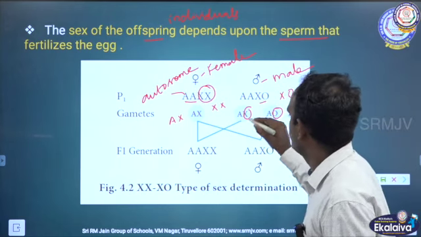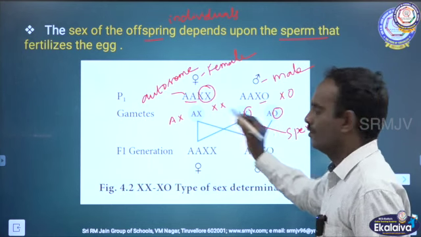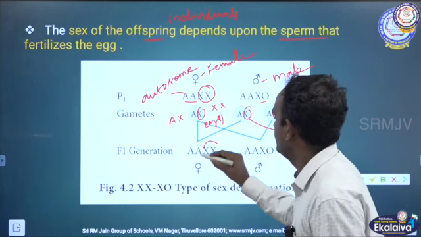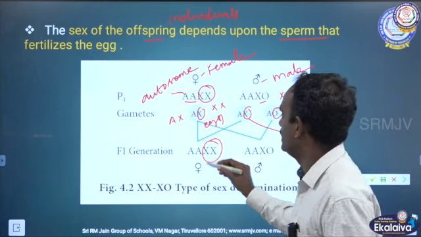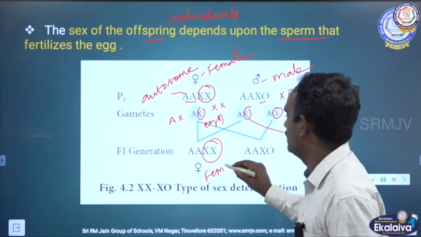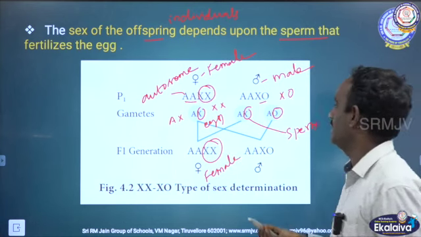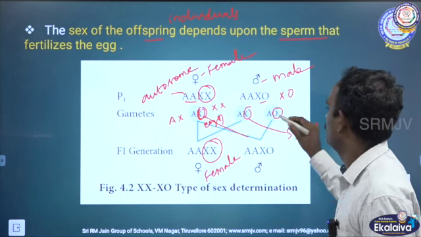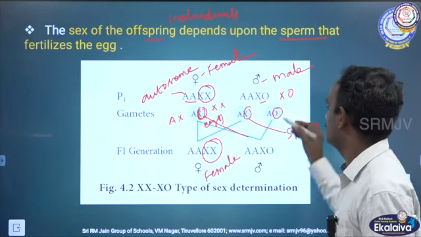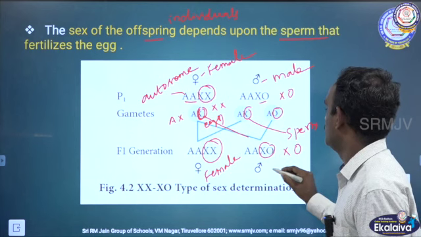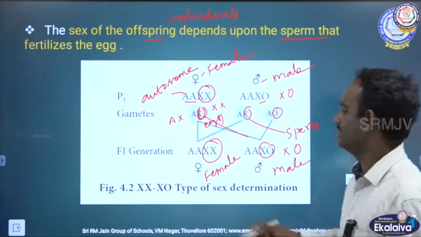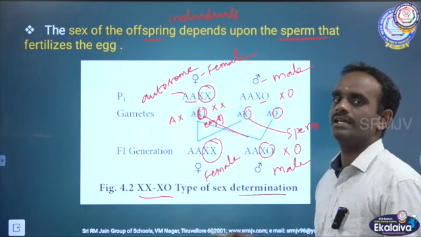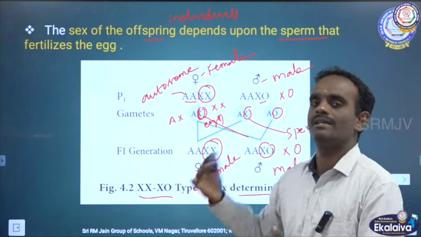If the X sperm fused with the female egg gamete, what will happen? It will produce XX. Then the individual is said to be female. Do you get my point, children? In the second case, the female egg gamete X fused with the sperm gamete without X, that is O. What will happen? It will form XO. It is a male individual. This is XX and XO type of sex determination. This type of sex determination is seen in bugs, grasshoppers and some insects.